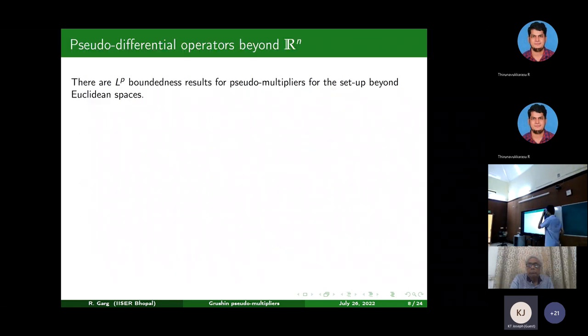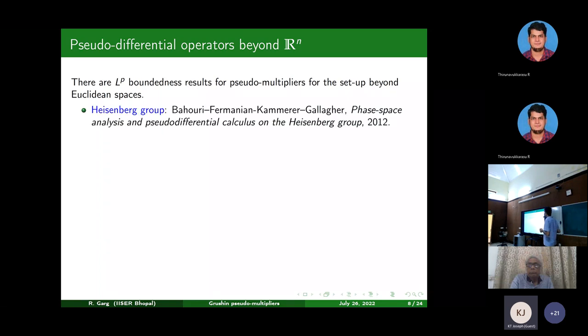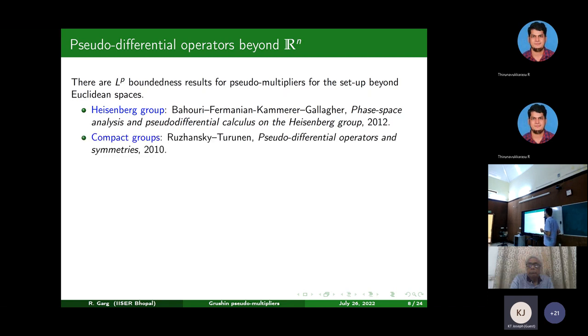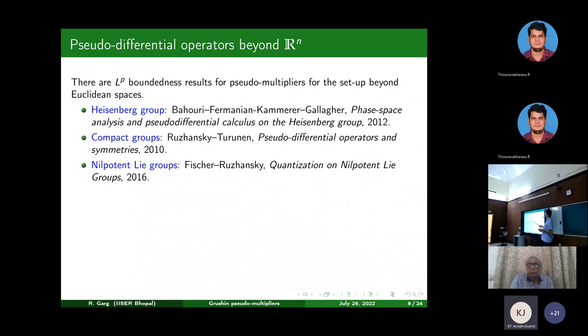All right, so now let's try to see what happens when we are beyond R^n. So I'll just give some cases where things have been studied well. On the Heisenberg group, one of the early works is by Bahouri and his collaborator. So this is the reference. And on compact groups, in 2010, there is this nice book by Ruzhansky and Turunen, which was further developed for the non-compact case on nilpotent Lie groups by Ruzhansky and Fischer. This is again a Birkhauser book.